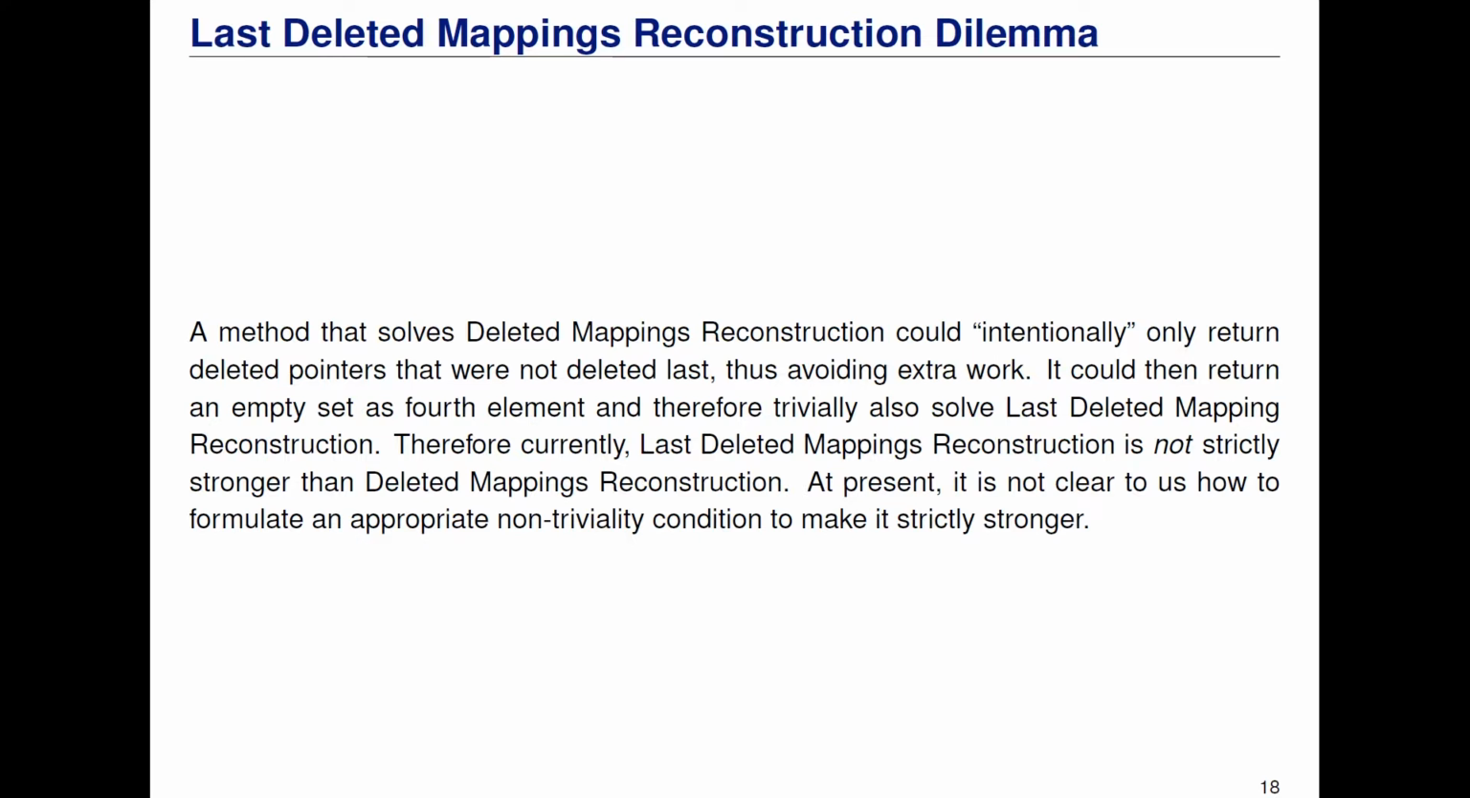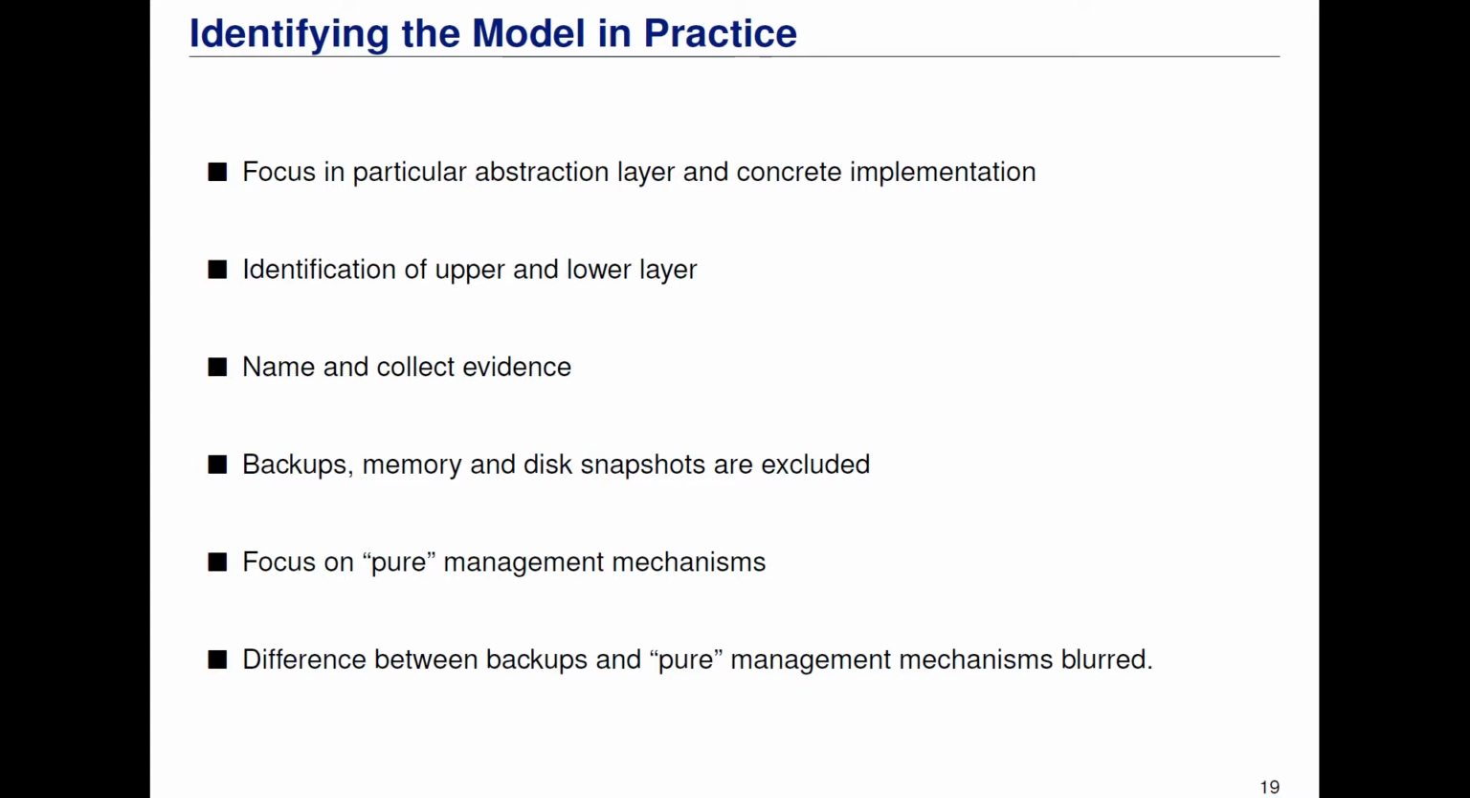Okay, so identifying the model in practice. We focus on a particular abstraction layer and concrete implementation, so we identify the upper and lower layer and name the evidence. We exclude, as we already talked about, memory, backups and disk snapshots. For evidence collection, backups, memory, and disk snapshots might of course be very interesting because you can find a lot of artifacts in there.